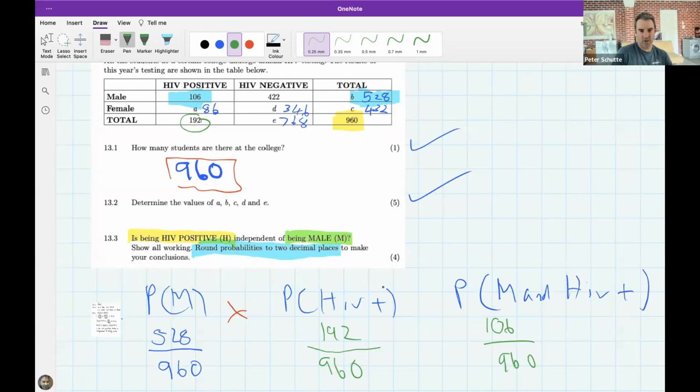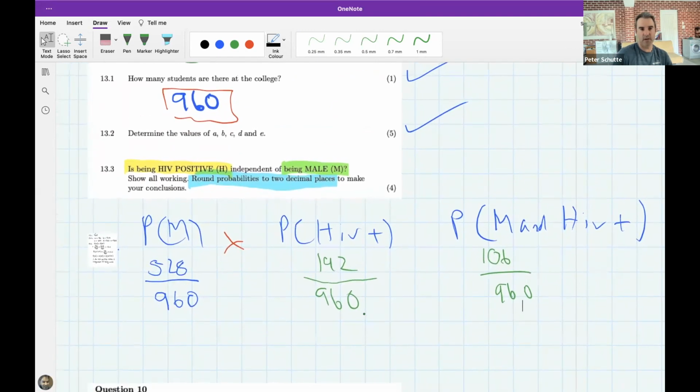We have to do a calculation now where we check what the probability of being male times the probability of being HIV positive is. And we need to conclude whether or not it's equal to the other side here. So let's see what we get on our calculators. Now, 2 decimal places is our degree of accuracy. 528 times... So I get 0.11 for this one.